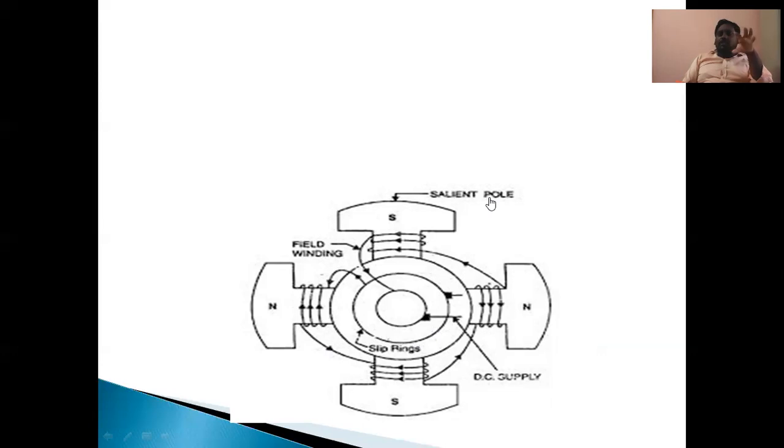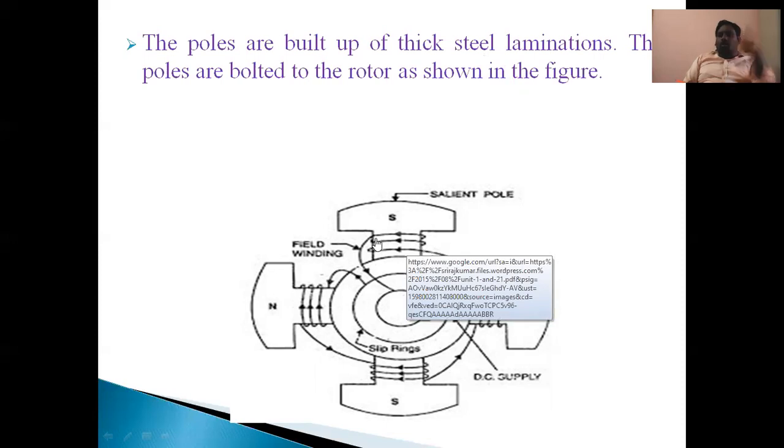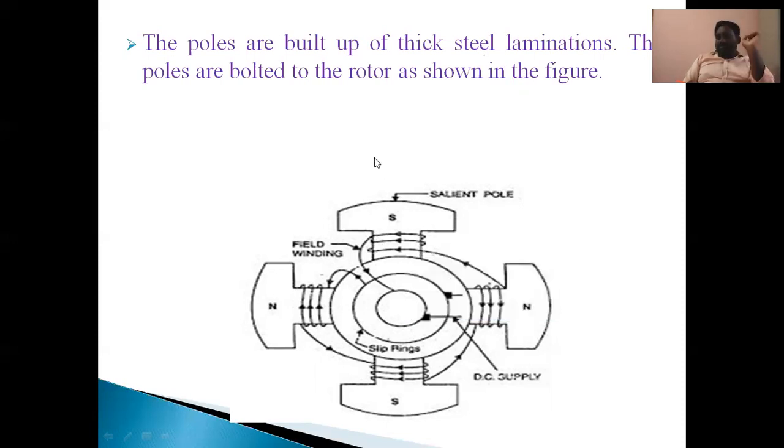Why are we using steel poles? To reduce hysteresis and eddy current. We are providing poles built up of thick steel laminations. What is the need of thick steel laminations? To reduce hysteresis and eddy current losses. By using steel, a high permeability material, hysteresis losses are reduced, and by using laminations of steel, we can reduce the eddy current losses. Finally, the pole core losses are reduced, and then efficiency is improved.